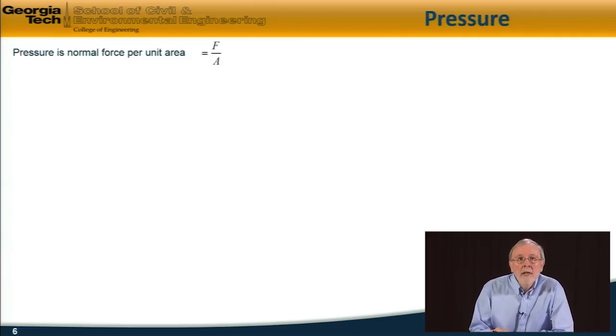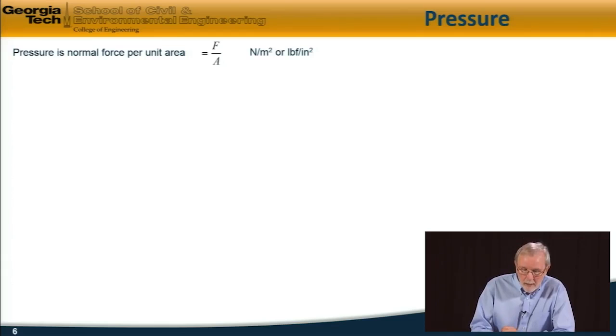So pressure is normal force per unit area, in other words, F over A, force per area. Therefore it will have fundamental dimensions of force over area, which would typically be either newtons per square meter or pounds force per square inch in the system of units. We have some special units here.